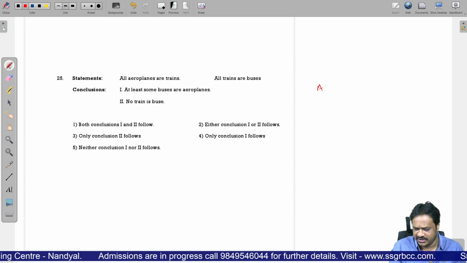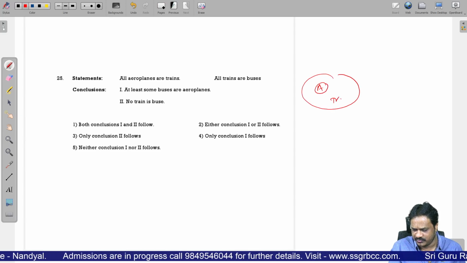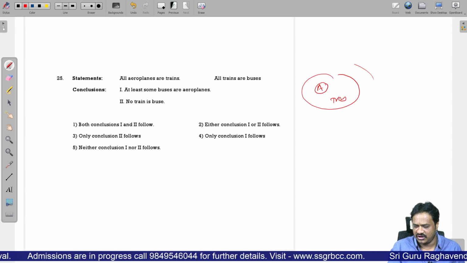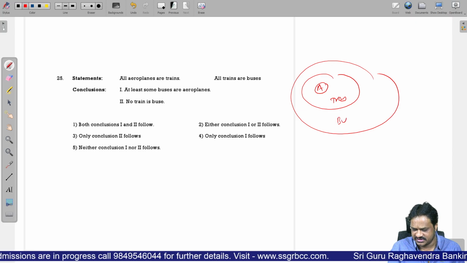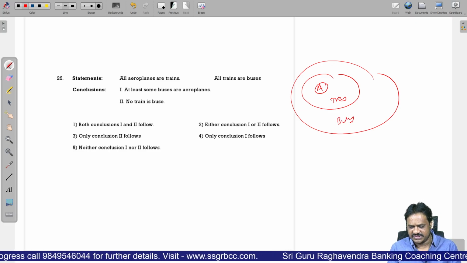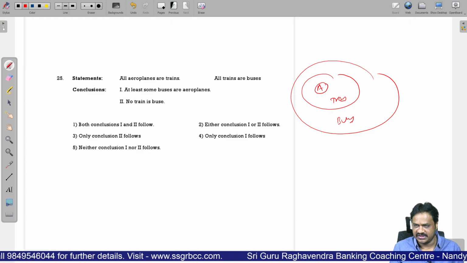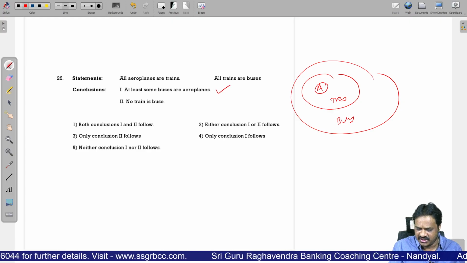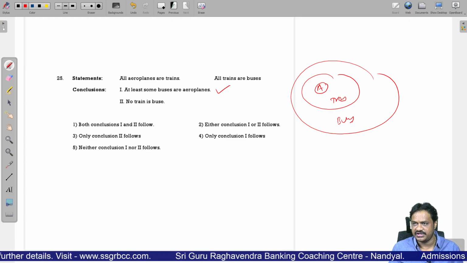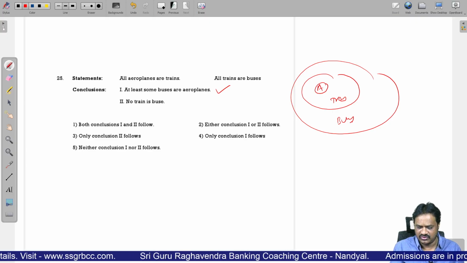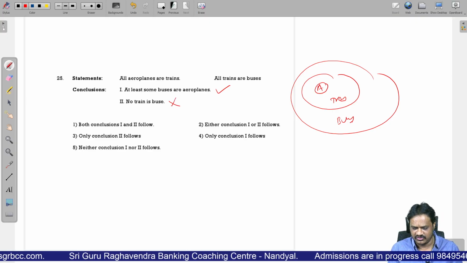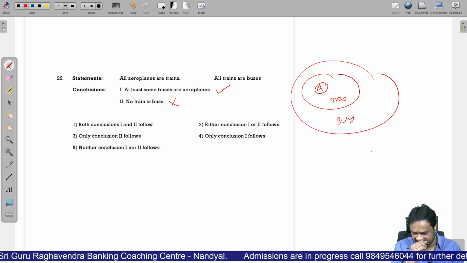All aeroplanes are trains. All trains are buses. At least some buses are aeroplanes definitely follows. No train is bus does not follow. So with this we conclude for today. Tomorrow in the next class again we will discuss the next part of the syllogism.